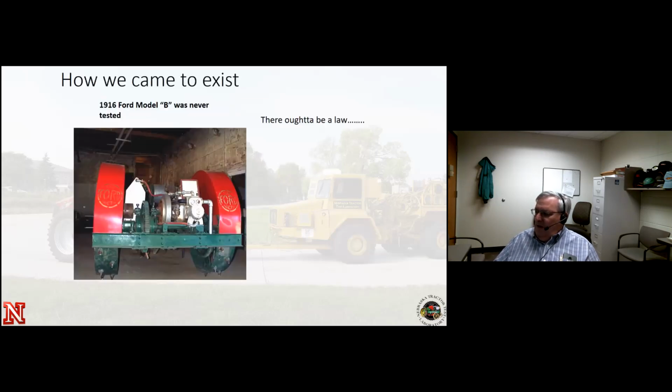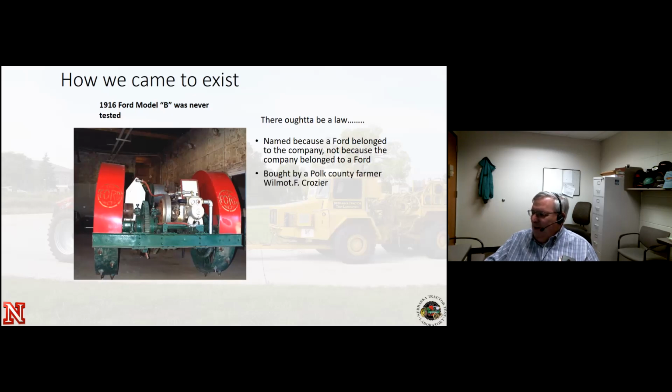So this tractor that's shown here is a 1916 Model B Ford. And this wasn't a Henry Ford tractor, it was a Minneapolis Ford. So my predecessor created this slide originally, Leonard Bashford. It was named because the Ford belonged to the company, not because the company belonged to a Ford.